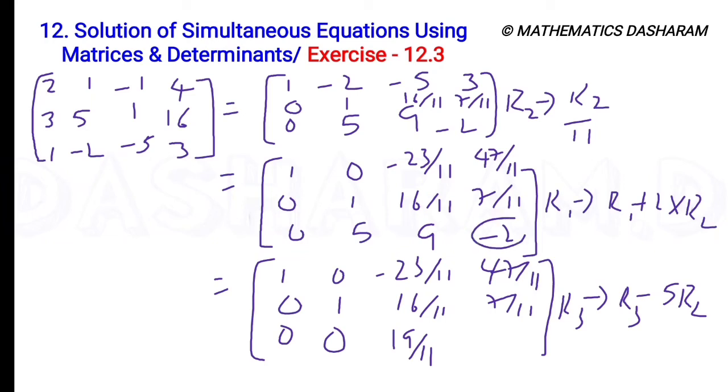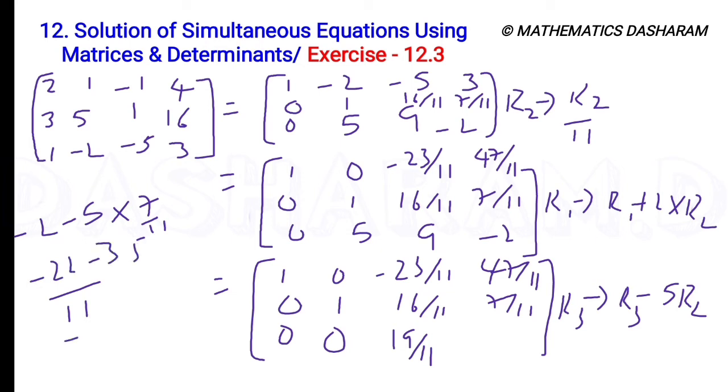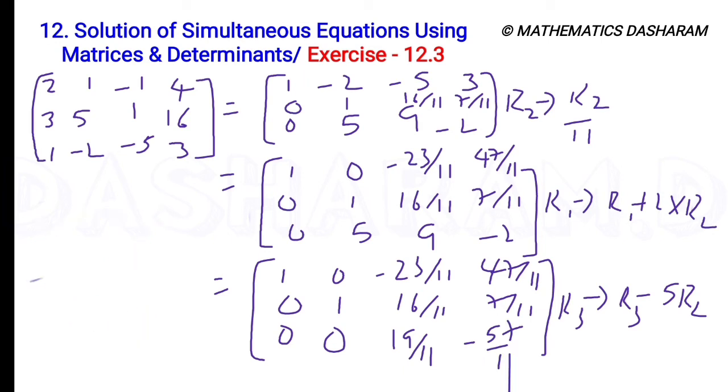R3 is minus 2 minus 5 into R2. R2 is what? 7 by 11. So 7 by 11, 11 is the LCM, minus 22, 5 sevens are 35. So it is equal to minus 57 by 11. So minus 57 by 11. So the second column is also completed, 0 1 0.